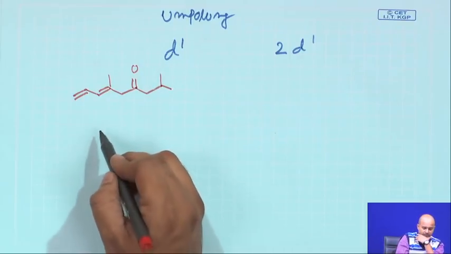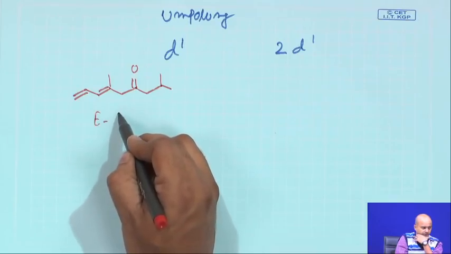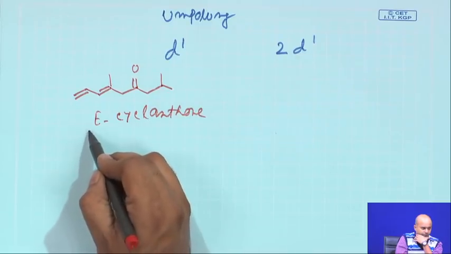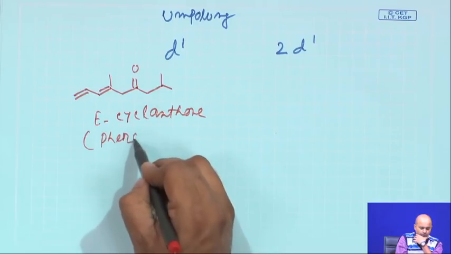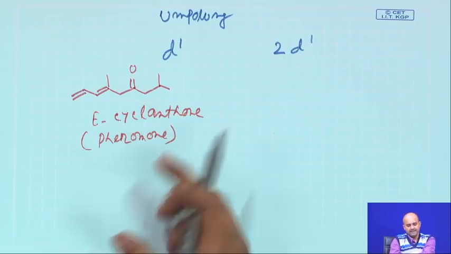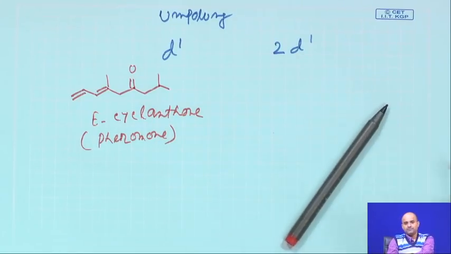This particular compound is a natural product, its name is E-cyclanthone. It was used as a pheromone. Pheromones are basically chemical compounds which are secreted by certain insects, and they act as chemical messengers which help them to communicate with other insects or primates. They are basically secreted by those insects, and they have a strong aroma. These compounds are volatile in nature, and they act as chemical messengers. So, you have to talk in the chemical way, you secrete some chemicals which then give the signal.